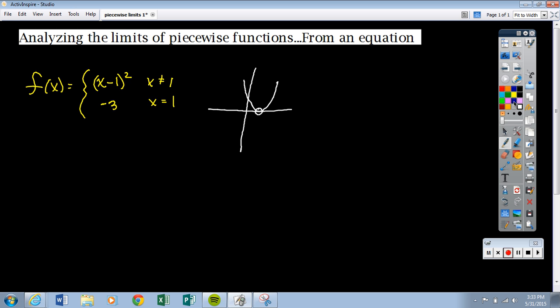And in fact, it might be good to use different colors. So for this one, we'll use orange for the parabola, and then what it's saying is that when x is 1, it wants you to be equal to this function here. Well, this function is just a numeric value of -3, so that really does mean that it just wants you to exist as a point down here at -3. So what we have here is a graph that has a hole and a point that exists somewhere else.